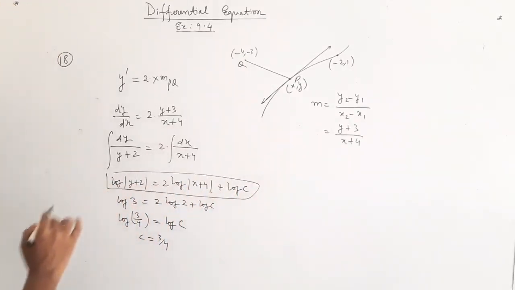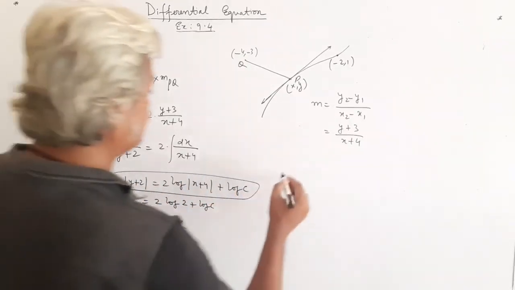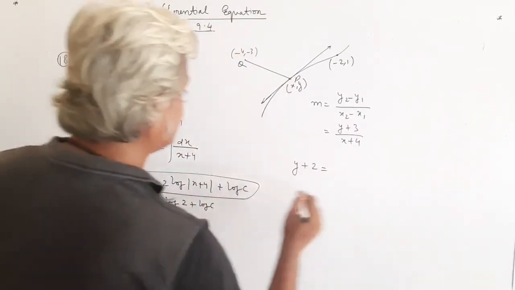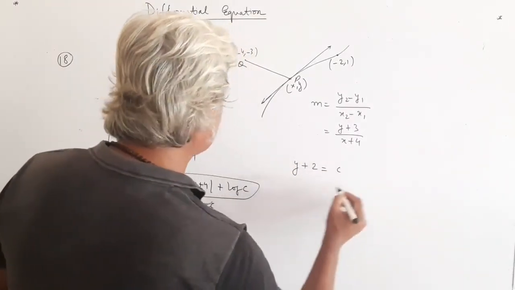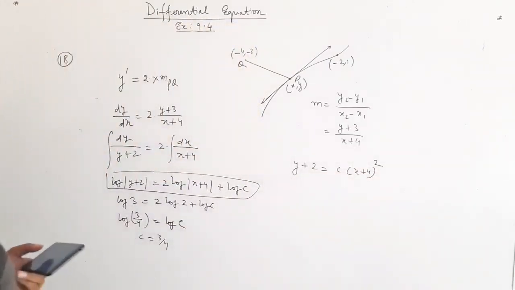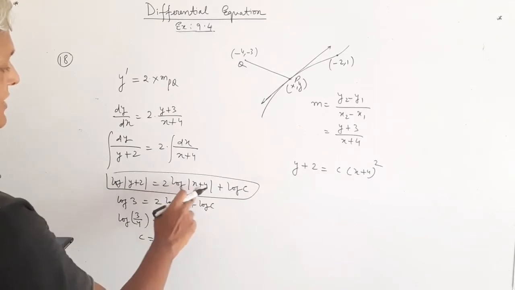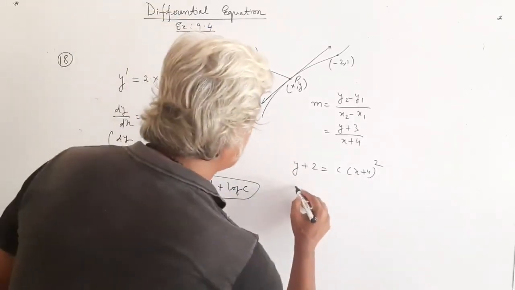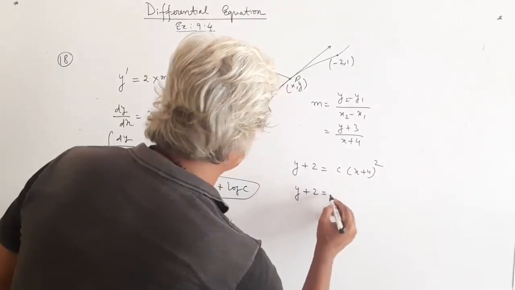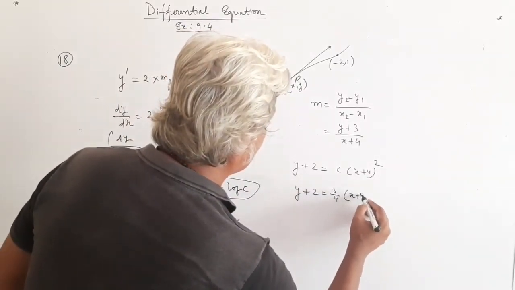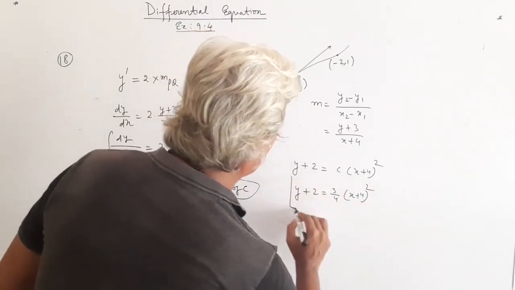Let me write in a more proper way. This becomes y plus 3 is c times (x plus 4) whole square, because the 2 goes there and makes it like this. So our curve is y plus 3 equals c times (x plus 4) whole square.